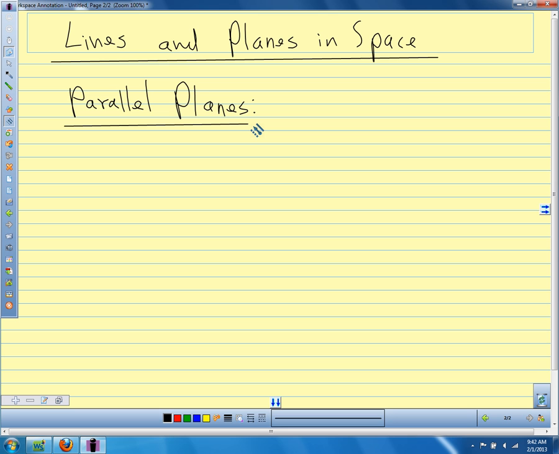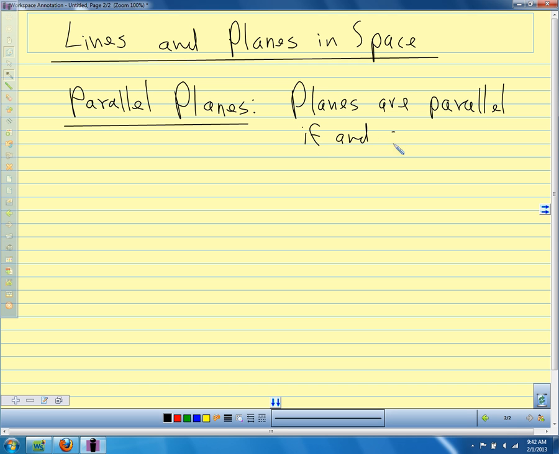What was the math word that we use for when lines touch? Intersect. So they never intersect, right? So what would you guess we want to be true about parallel planes? They never intersect. That's how we're going to define two parallel planes. Planes are parallel if and only if they never intersect.